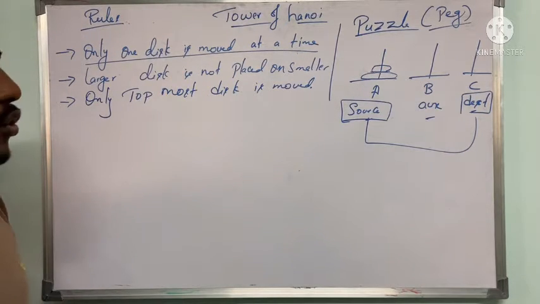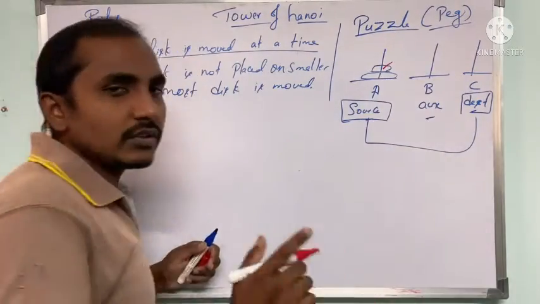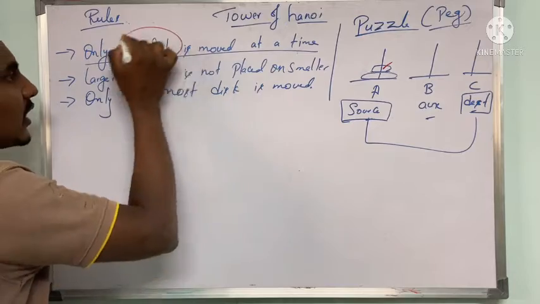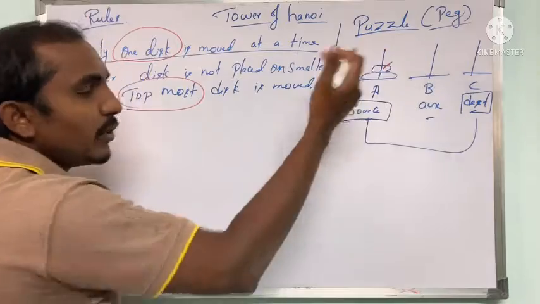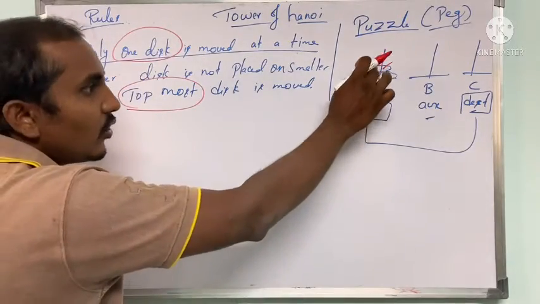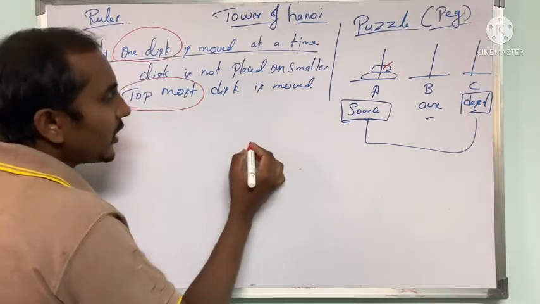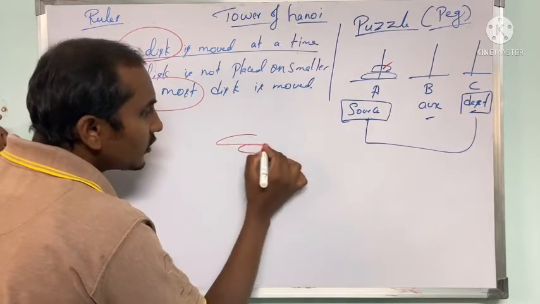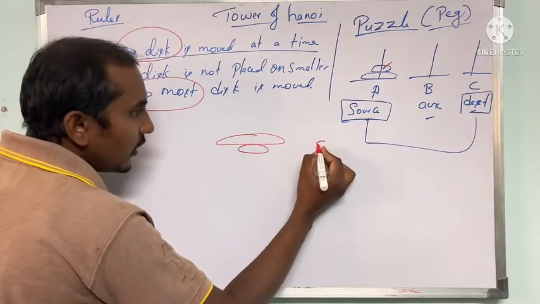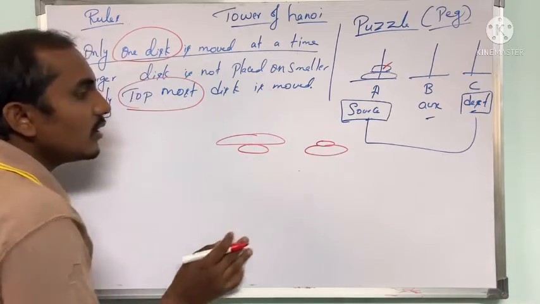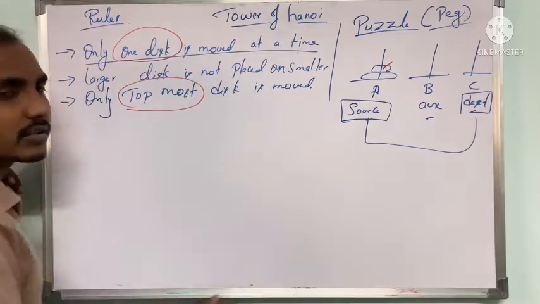Only one disk, that is the topmost disk, will be moved first. So the rule is only one disk can be moved and only the topmost disk can be moved. I cannot take the disk that is below it. And the third rule: you cannot place something like this. A smaller disk will always be placed on the larger disk. You cannot place a larger disk on the smaller disk.